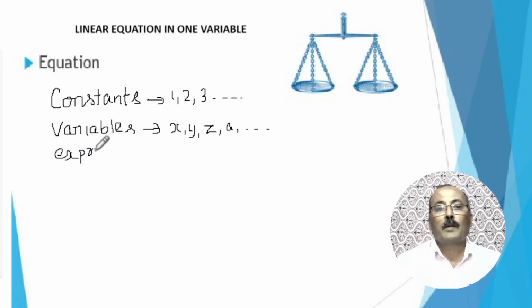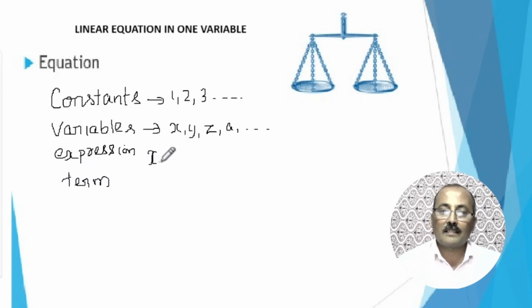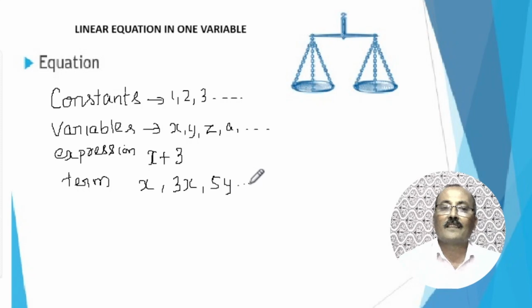Then expression. What is meant by an expression? Or term. Next one, term. Expression means combination of two terms. Therefore, the terms are x, 3x, 5y. These are all terms. And x plus 3, 2x plus 5, and 5 is also an expression, that means 5x power 0 will come. These are all expressions and these are all terms.